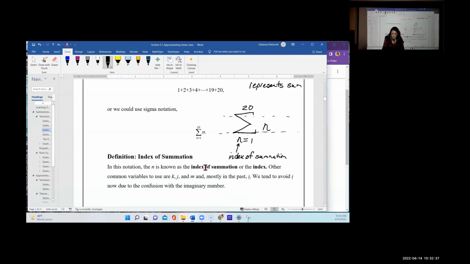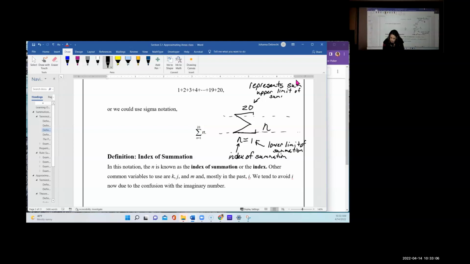Now, what else do we have here? We have the lower limit of summation, which is the number 1. So this is the lower limit of summation. And the 20 represents the upper limit of summation. So you start at the lower number and you proceed to the upper limit by ones.